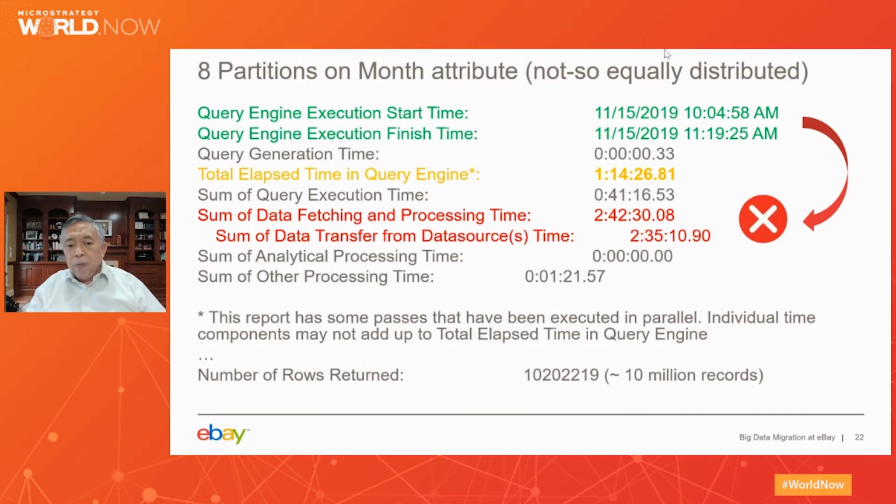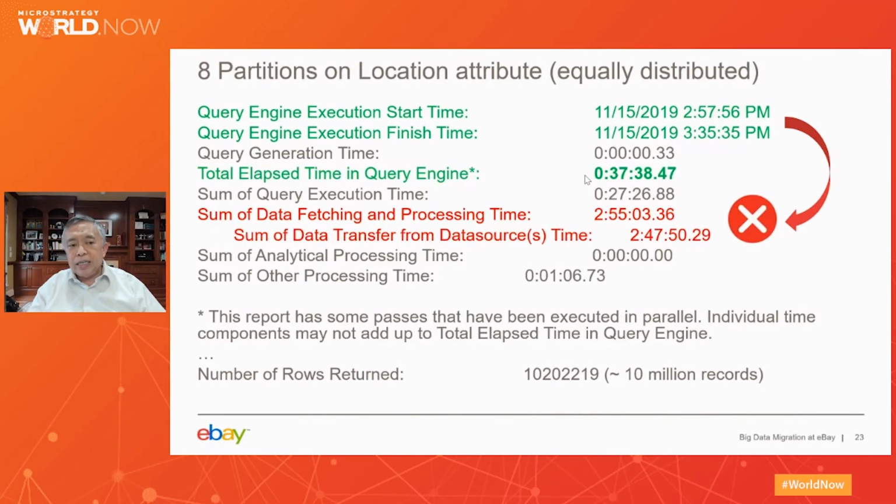So we suspect at this point that those partitions are not good partitions. In other words, the data is not equally distributed. So at this point, we decided, let's choose a different attribute, and we choose a location attribute. And look at the number here. The number of records is still 10 million. They're exactly the same.